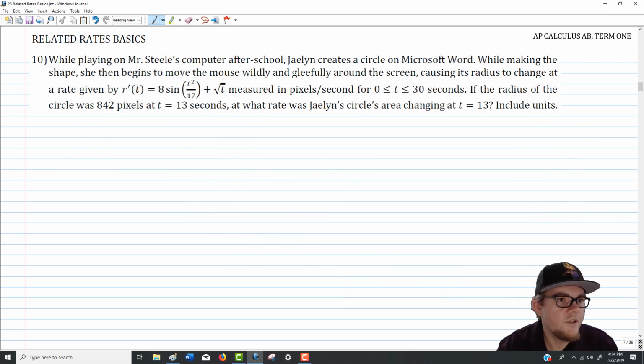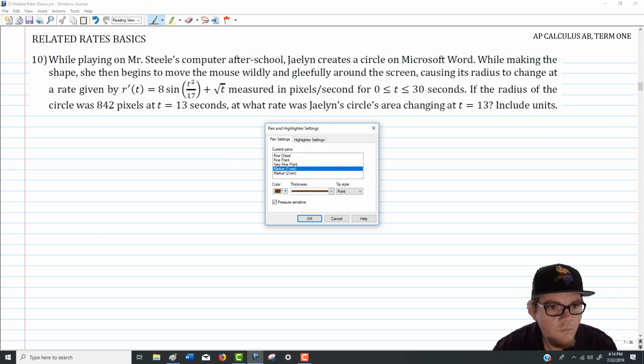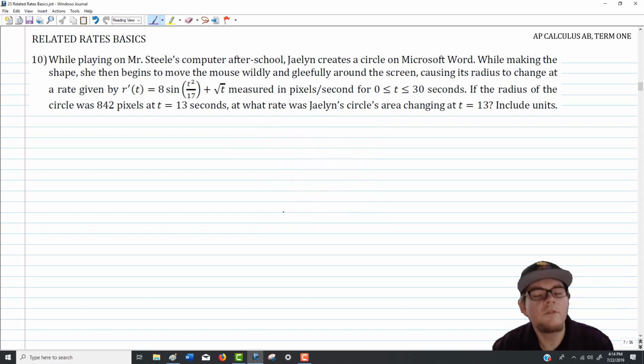Okay, this brings us to question number 10. So 10 is based on a true story from a couple summers ago, or a couple years ago. We're talking about Miss Nakamura's daughter, Jalen, who's I think going into 3rd grade this year.